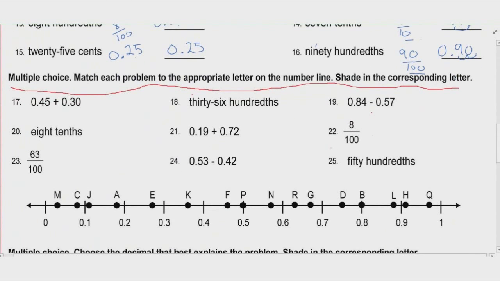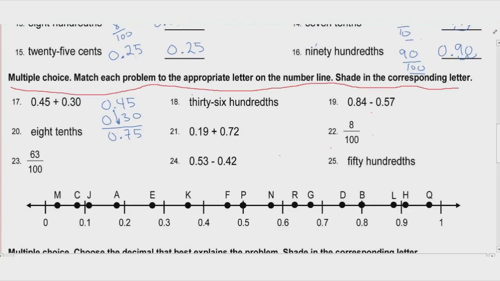Ooh, it's an adding problem. We have 0.45 plus 0.30. Well, we can write this on top of each other to work downwards. Always line up your decimal when you're adding. See how my decimals are right above each other? Bring the decimals straight down. And all we do is 5 plus 0 is 5, 4 plus 3 is 7, and we get 0.75.